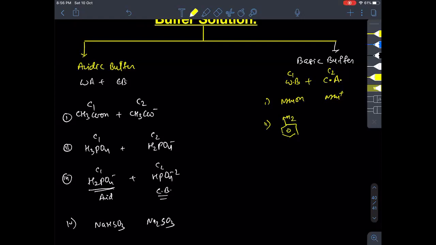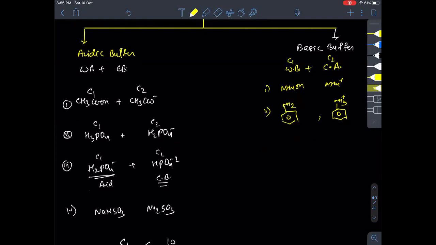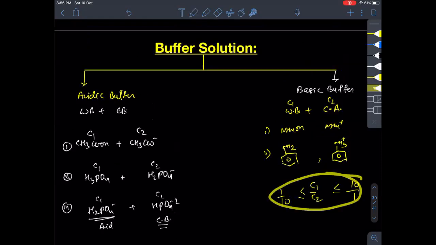So NH2 and the anilinium cation. So like that, you can generate many other nitrogenous bases and their conjugate acids. Now again, the same condition applies here also: the value of C1 by C2, which means both of these should be in considerable amount, 1 by 10 to 10 by 1. That's what the buffer solution actually means for you.